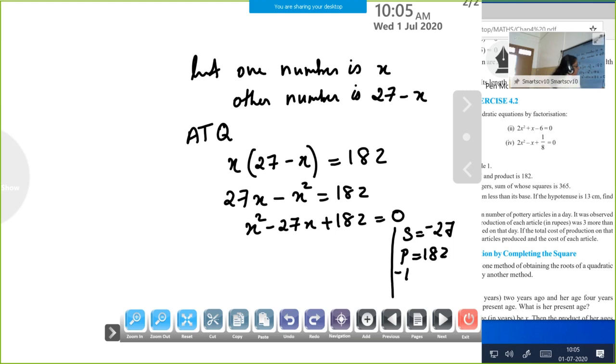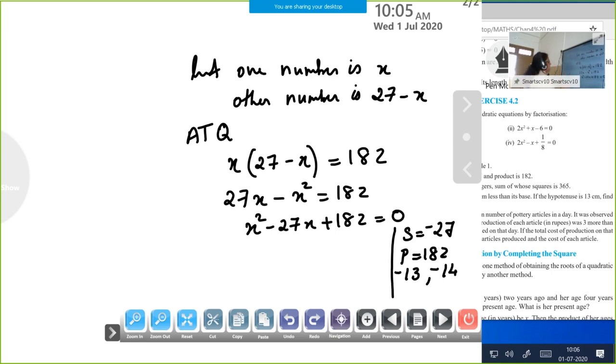This is minus 13 and minus 14. Is it correct? The numbers are minus 14, minus 13. Minus 13 plus minus 14 is equal to minus 27, and minus 13 into minus 14 is 182. What is 13 into 14? 4 into 3 is 12, 4 into 5... then 3, 1, 182. Then minus into minus is plus. Clear?